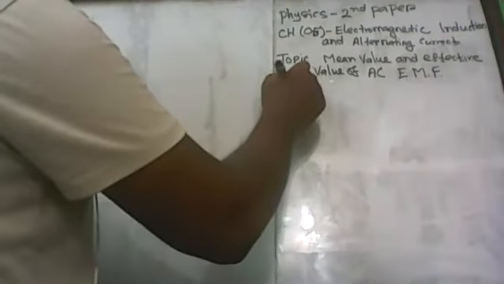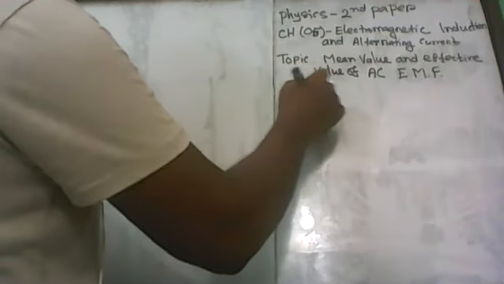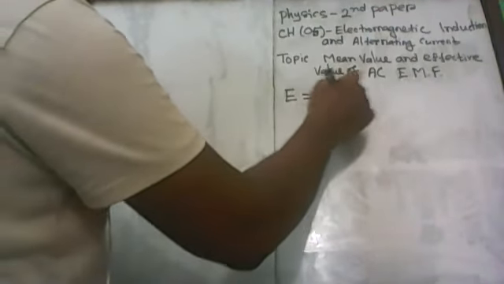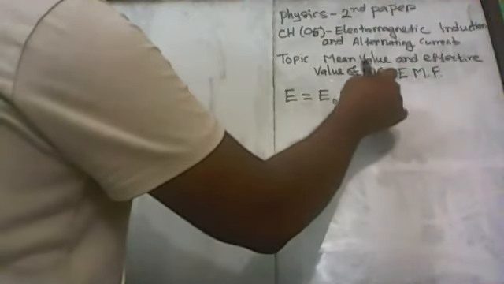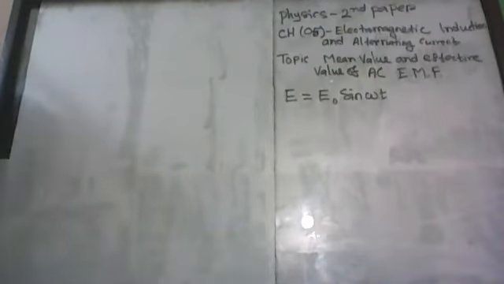According to my last class, you know very well what the equation of AC electromotive force is. The equation is E = E0 sin ωt. Here E0 is the peak value or maximum value of AC current or AC voltage or AC electromotive force, ω is the angular frequency of the AC voltage, and t is the time.